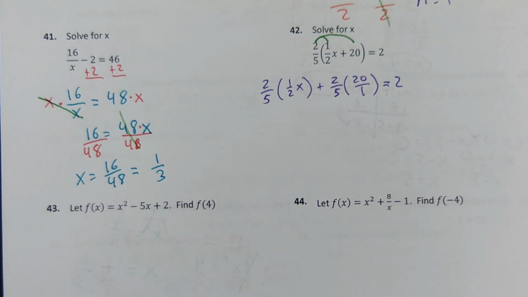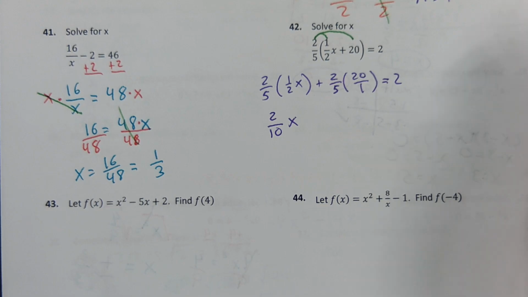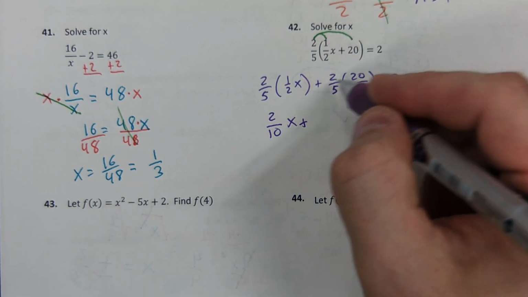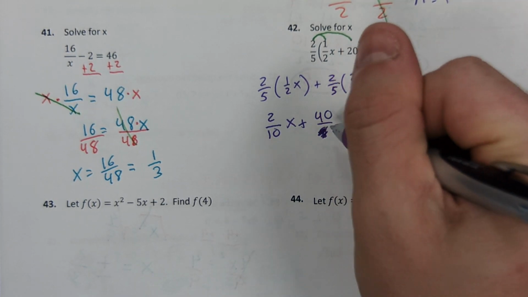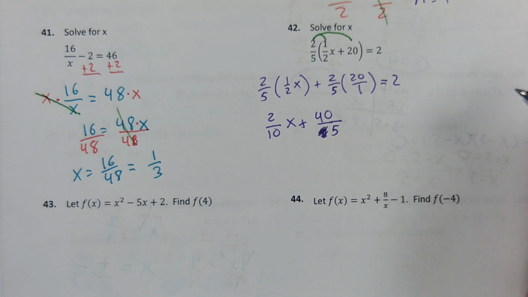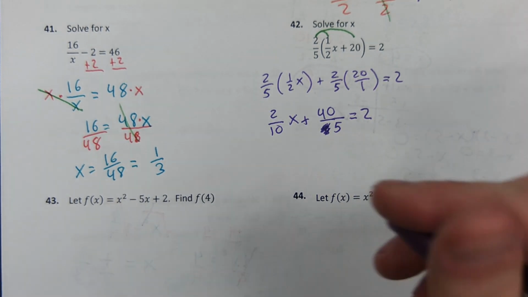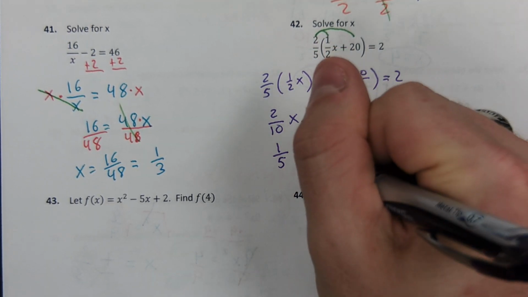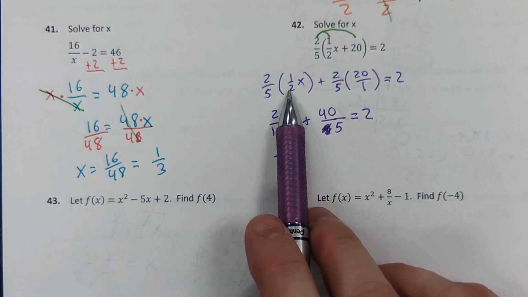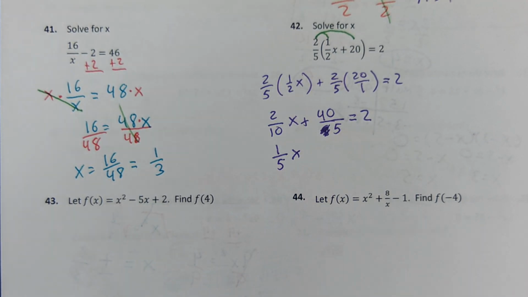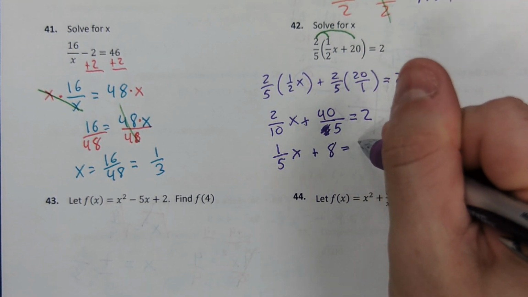Here, when I multiply straight across the top, straight across the bottom, I will get 2 over 10x plus, straight across the top, straight across the bottom, 40 over 5. There we go. Well, you know 2 over 10 reduces because you can divide the top and bottom by 2, which you actually could have done right here. You could have cross-canceled. This 2 cancels this 2, leaving you 1 over 5x. And 40 over 5 is 8. Oh, that's where I came up with that 8. I must have been thinking ahead to the answer already.